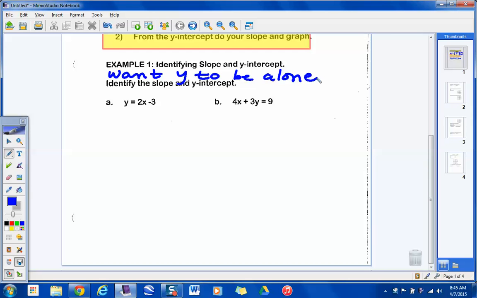So how about a slope for this one? Anybody got a guess on what value the slope is? Slope is 2. How about the y-intercept? Y-intercept would be -3, right? Boom! That's easy. It's easy when y is alone, right?